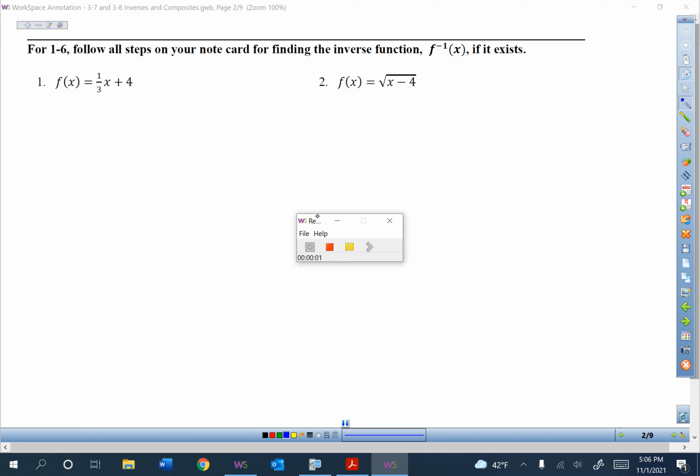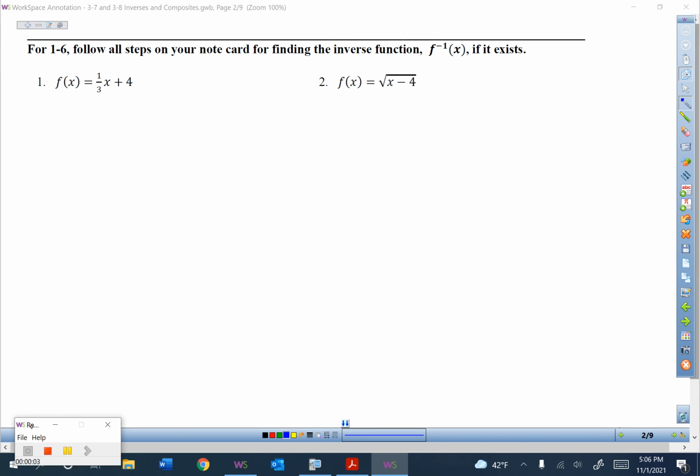All right, folks, today we're going to be talking about two things. The first is finding the inverse of a function, and the second thing is using composites. So first up, to talk about inverses, we have to know what that means. An inverse is just taking a relation and switching the x and y.